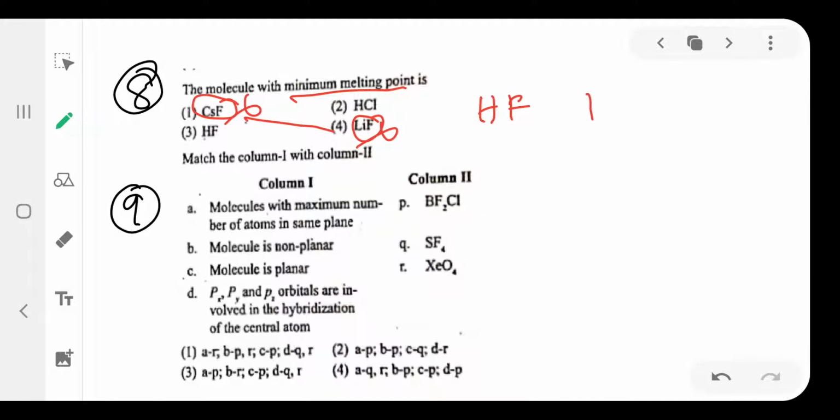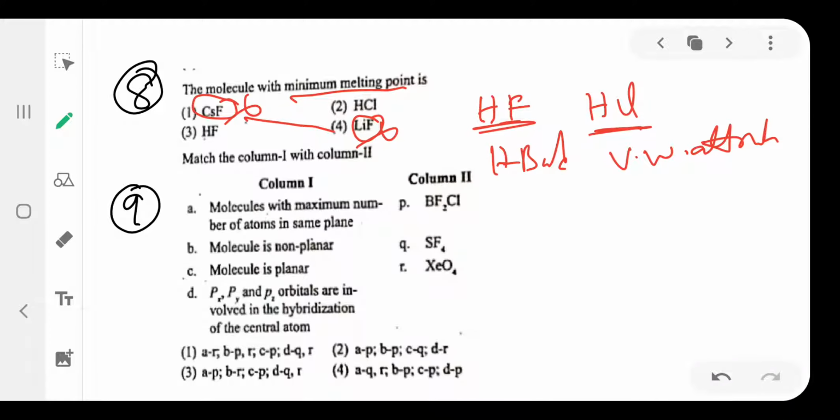Among HF and HCl, HCl has the weak van der Waals attraction force. But HF has the strongest hydrogen bonds, so between HF molecules the intermolecular attraction force is also more. Here the van der Waals attraction force is less. That's why HCl has the lowest melting point. HF, compared to HCl, has a slightly higher melting point.